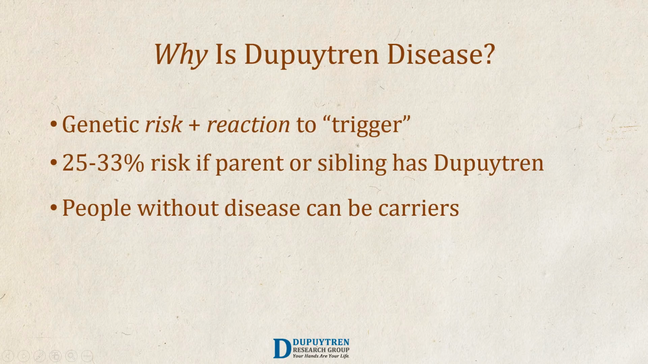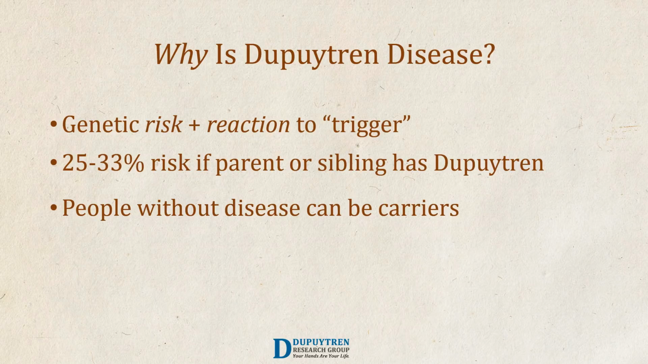If we're going to make progress treating Dupuytren disease, it's important that we try to figure out why people develop it in the first place. The biggest risk for developing Dupuytren disease is genetic. If you have a parent or sibling with Dupuytren disease, you have a 1 out of 4 to 1 out of 3 chance of developing the disease yourself.